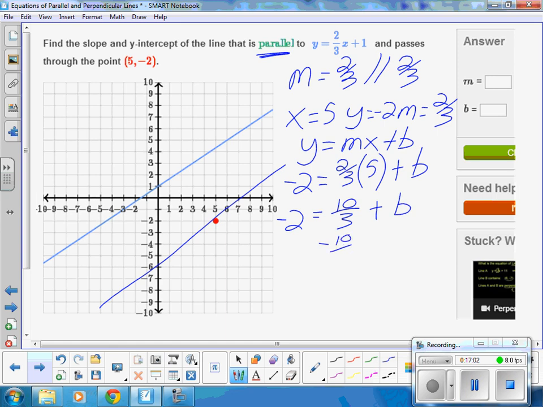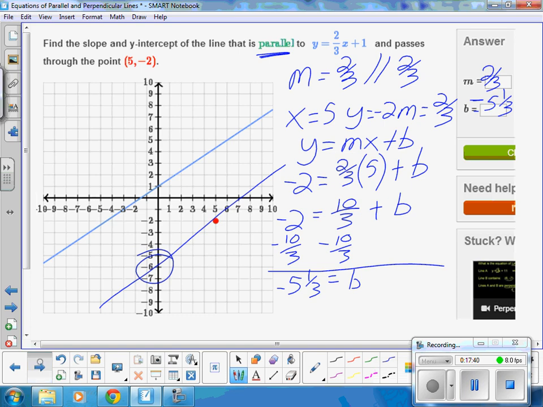I have to subtract 10/3 from both sides. When I do that, double check it on your calculator, but I believe that is going to be a negative 5 1/3 is equal to b. Negative 5 1/3. That should be right. So my slope is 2/3, and my intercept is a negative 5 1/3. And what did I say? It was going to be something close to 6, and it turns out to be a negative 5 1/3. I don't know if you can see the negative there. All right. Let's look at the next problem.